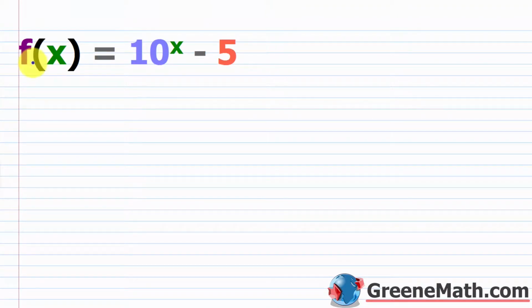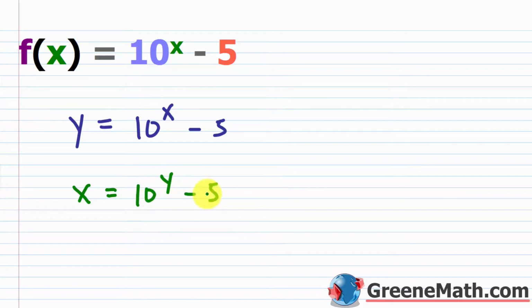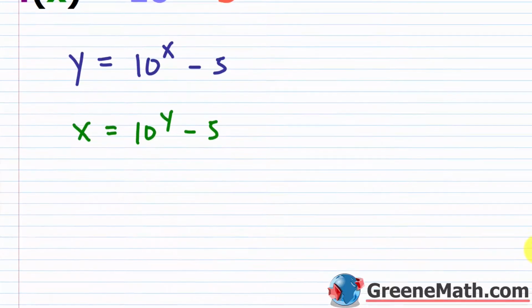So again, I'm just going to change this to y. So y equals 10 to the power of x, and then minus 5. And again, I just want to swap x and y. So this would be x, and this up here will be y. And then from here, I just want to solve for y. Let me scroll down and get some room going.